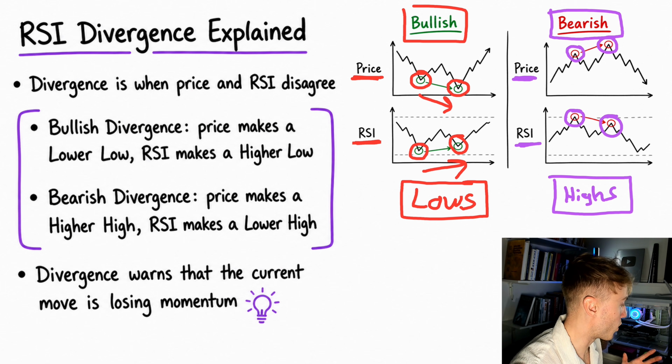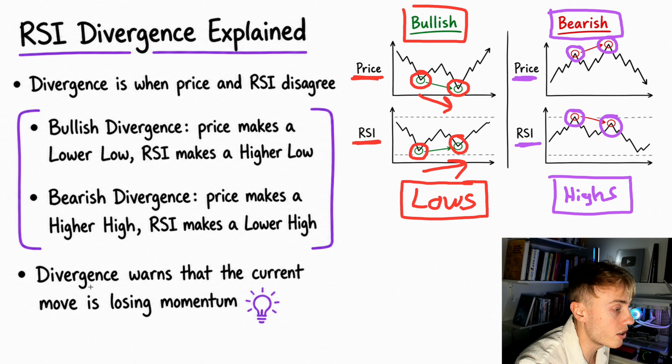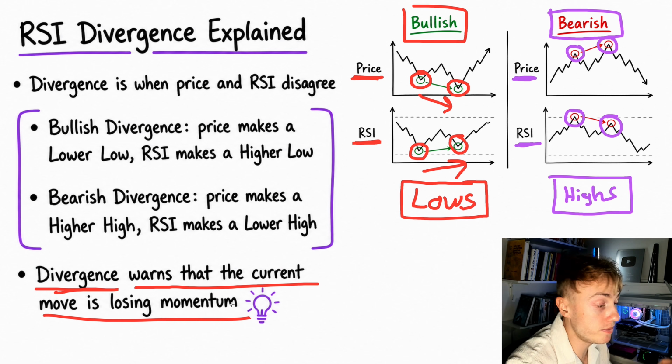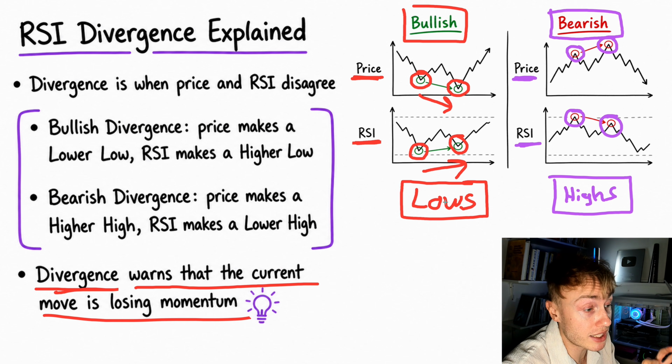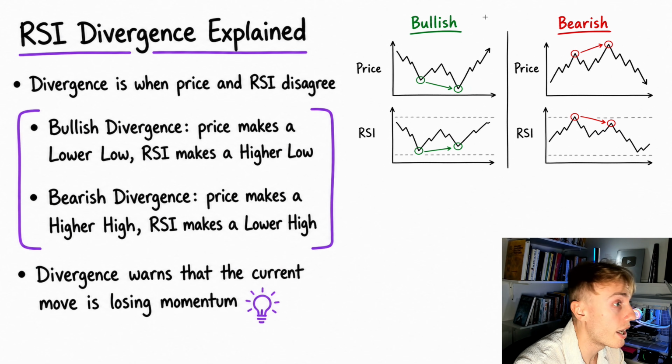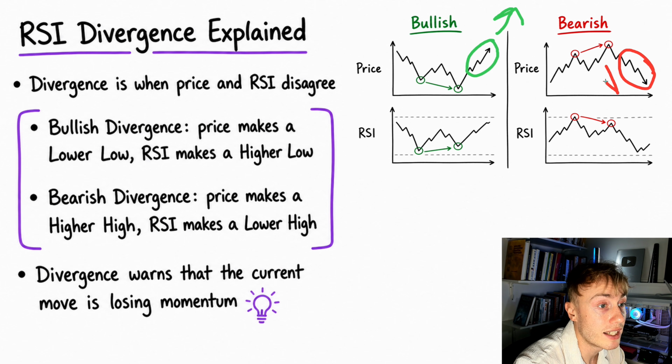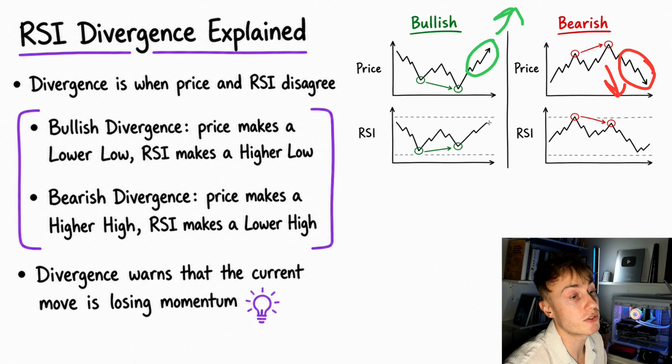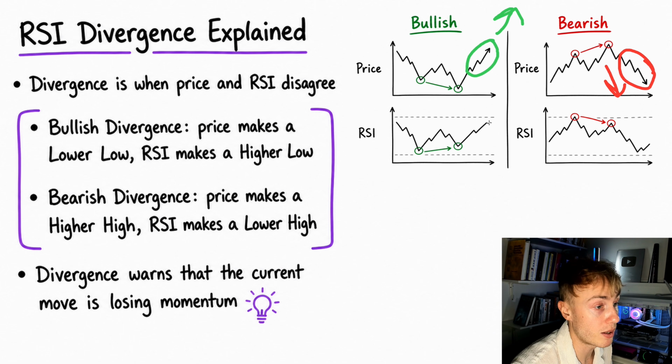But now you might of course wonder, what does the divergence actually tell us? Well, the divergence gives us a warning that the current move is losing momentum and that we're seeing a potential reversal. So a bullish divergence indicates a reversal to the upside. As you can see right here, I tried to demonstrate this on this image. It indicates that the price reverses from a downtrend to an uptrend, while the bearish divergence indicates a reversal to the downside. Or in other words, it reverses the price from a move up to a move down.